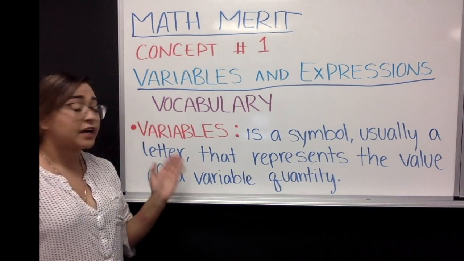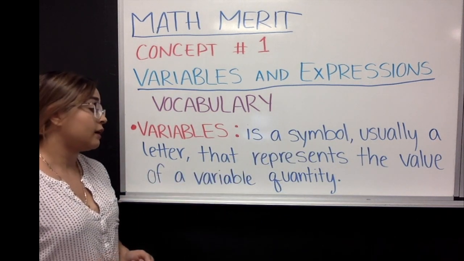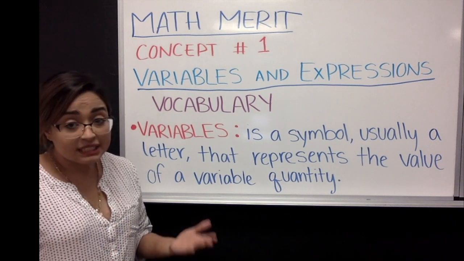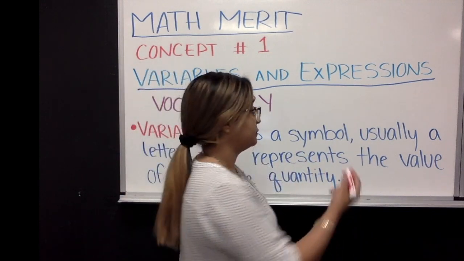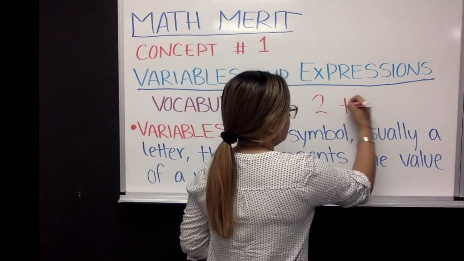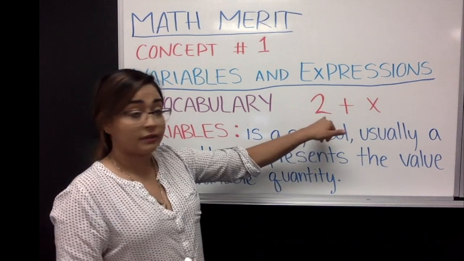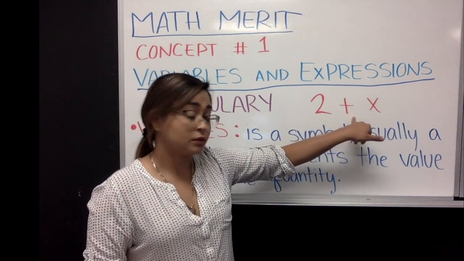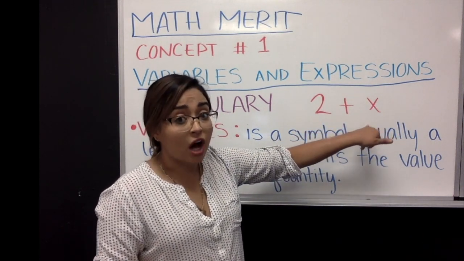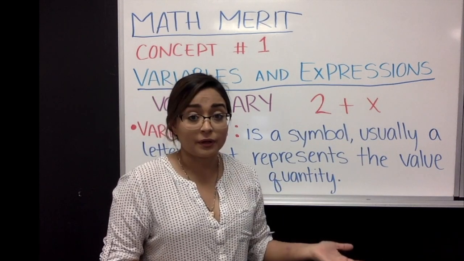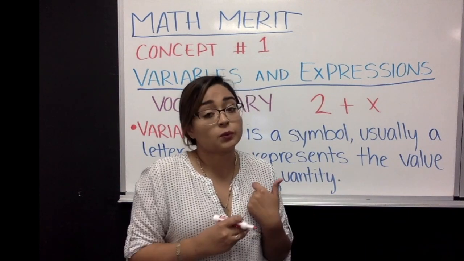Variables. A variable is a symbol, usually a letter, that represents the value of a variable quantity. What this means is that in an equation or math problem that looks like this, we have a number, an operation symbol, and a letter. This letter is called a variable. It is called a variable because it represents a number that we don't know what it is. So it represents an amount that can vary. That is why it's called a variable.